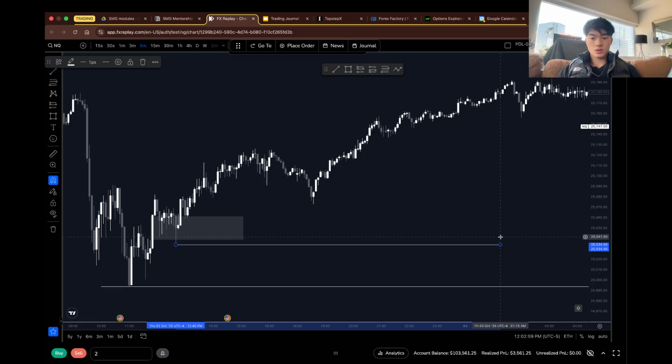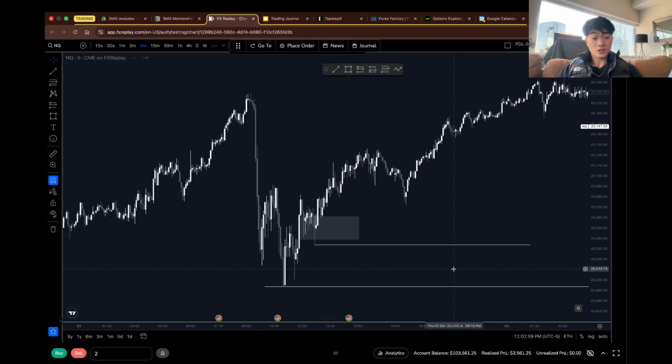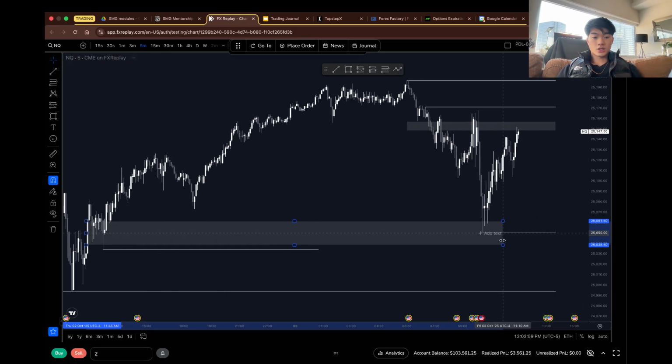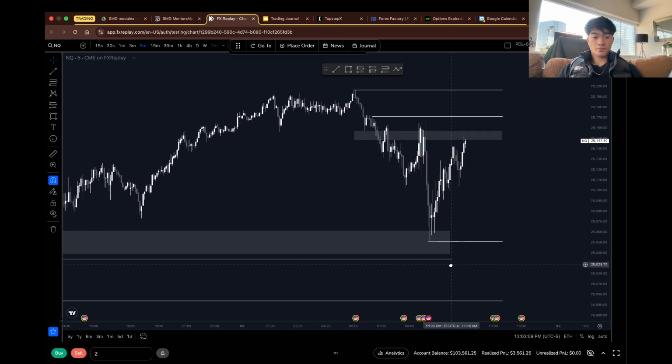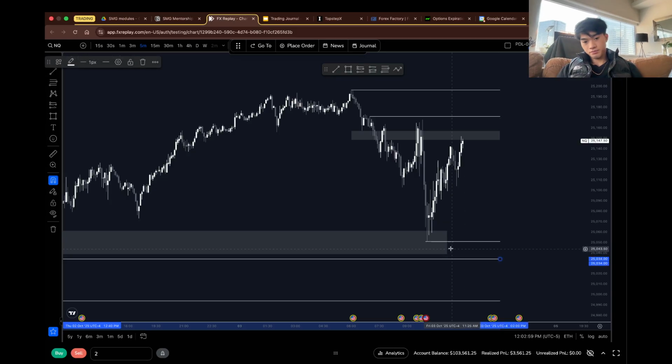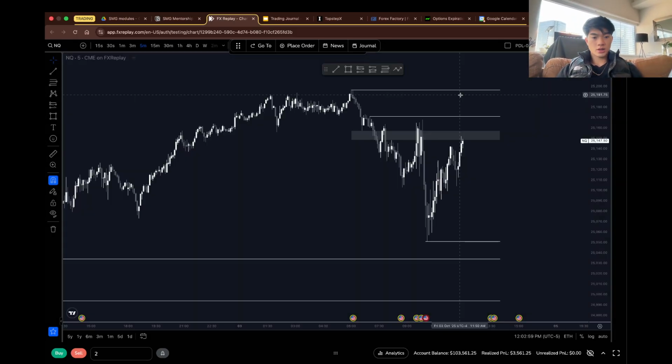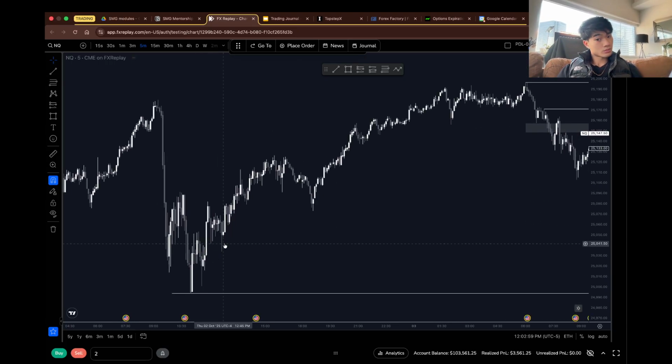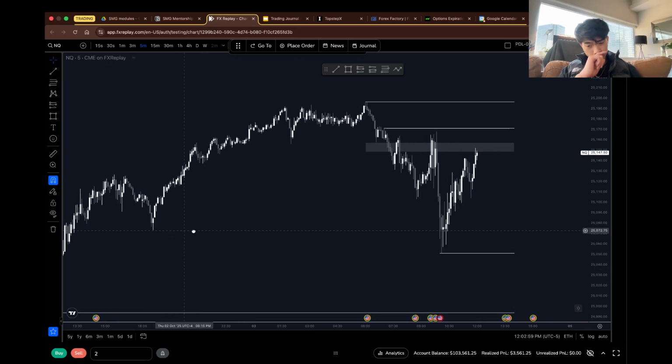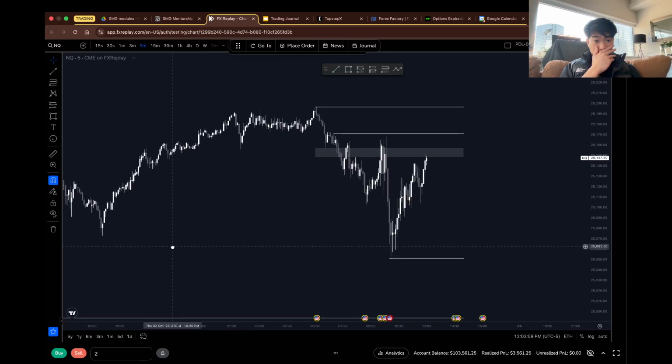Lows inside of FVGs are very likely to be good points of reversal. So just keep this in mind, but you don't want to overload it. I doubt we go all the way down there to get it, but if we do, you want to keep this in mind. We already swept this low, so forget about this low.